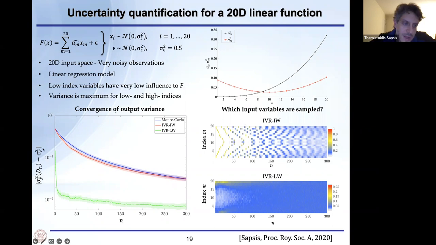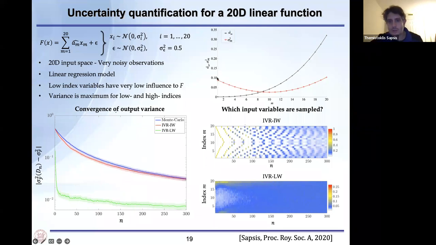So convergence is meant in terms of the variance of the output, right? And you see that if we do this randomly with Monte Carlo, for example, I just randomly pick samples, I will have the blue curve as convergence. If I do input weighted, meaning the integrated variance reduction that I described before, without taking into account the output, then it's very, very close to the Monte Carlo. It does not give you much.